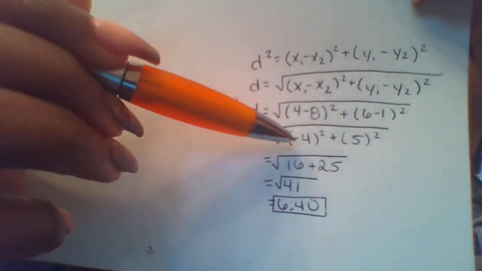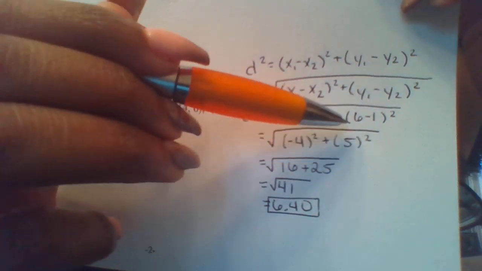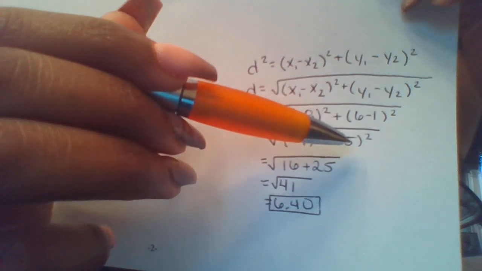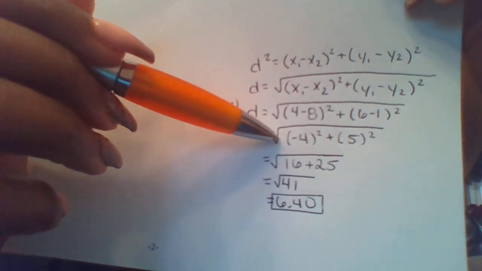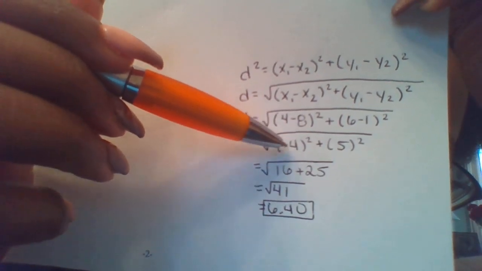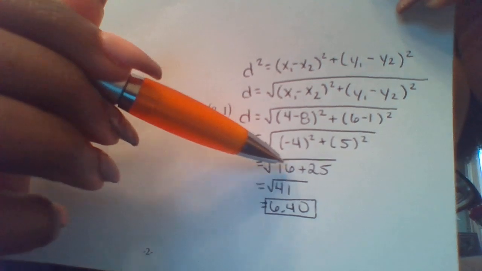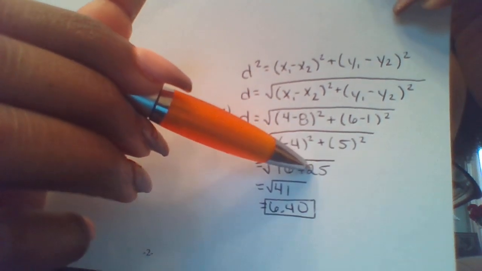So 4 minus 8 gets us -4. 6 minus 1 gets us 5. And we're going to square these values. -4 squared gets us 16. 5 squared gets us 25.